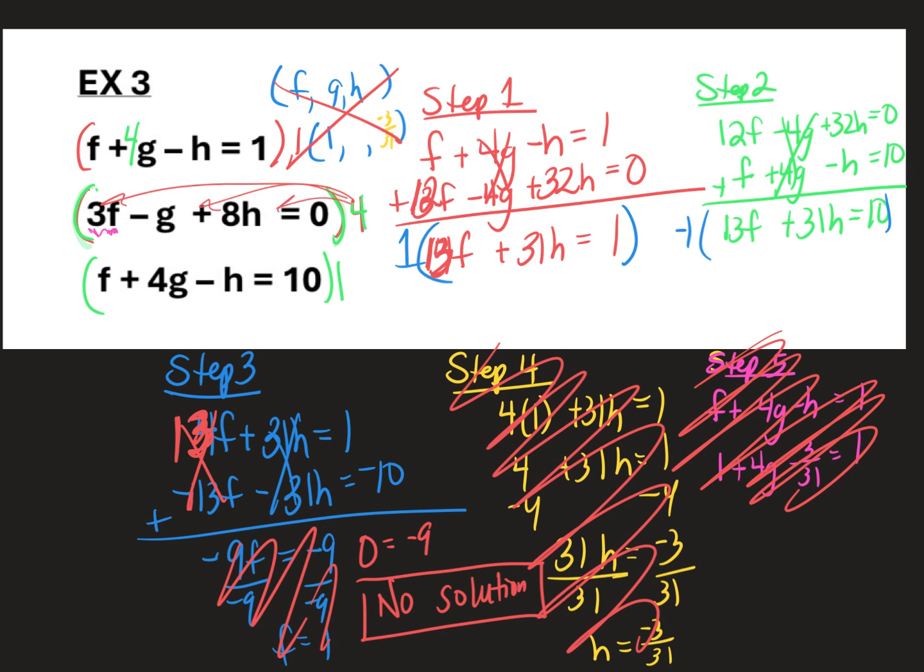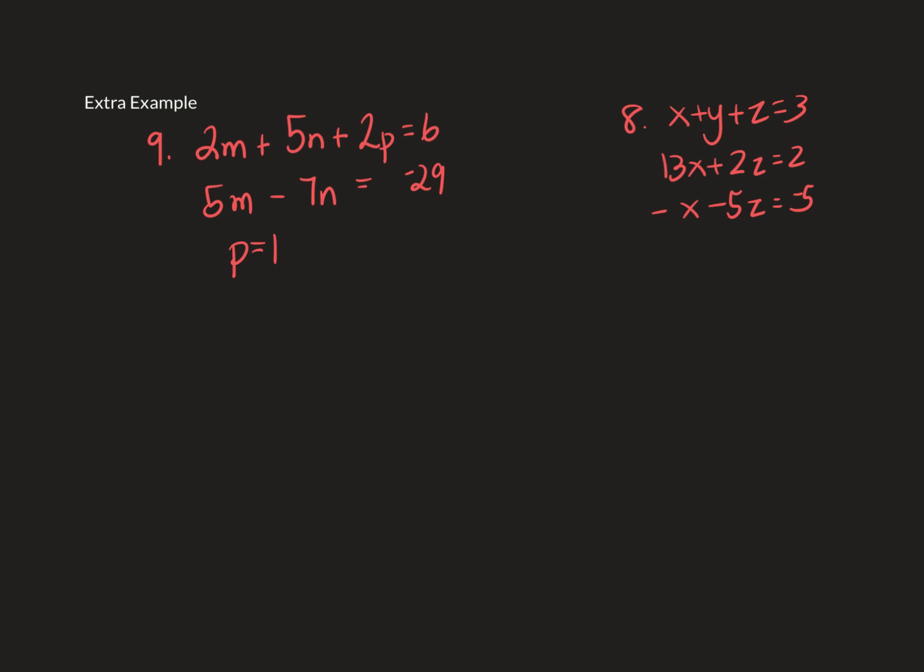Okay, moving right along. I have 2 examples here. They're both from your textbook, and I want to talk about number 9 first. When you're doing one like number 9, the solutions are M, N, P. Please be aware that when you're given something like this, you know one of your solutions already. So we know P is 1.